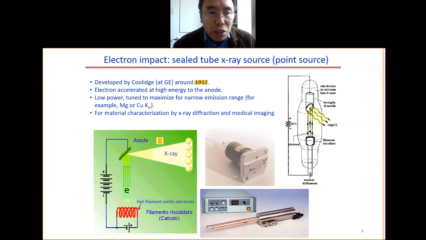So the issue is that first, the power is low. This kind of X-ray tube has low power, but it has very narrow emission. So it's a single wavelength. For example, K alpha is a very narrow peak. So this can be used for X-ray diffraction measurement, and also for medical imaging.